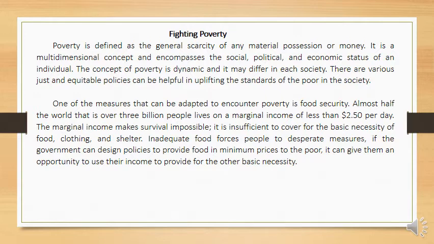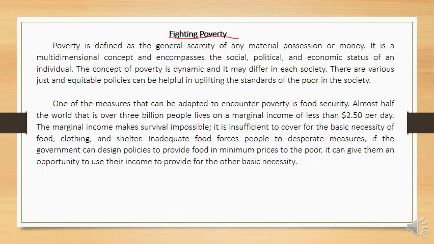First of all, let's look at the title, Fighting Poverty. This is the title of the lesson and of the essay, and the title should be related since our essay is talking or suggesting solutions to prevent poverty. So the title should be related. So fighting poverty, this title shows that I'm going to talk about some measures that we can do in order to fight poverty. Let's first start.